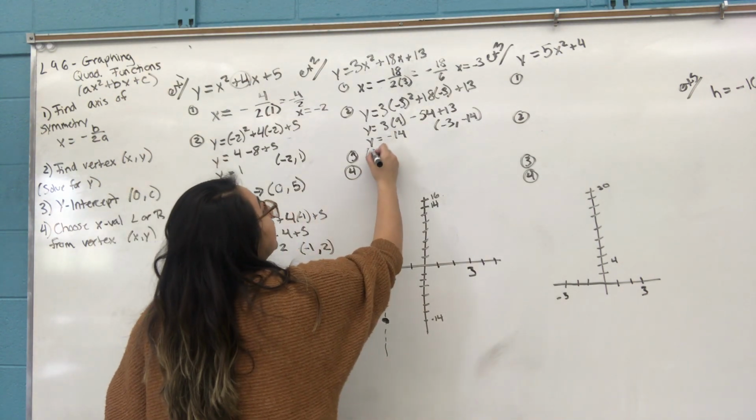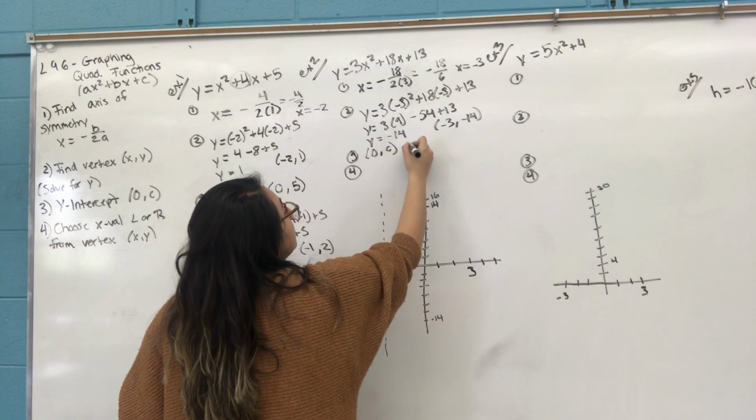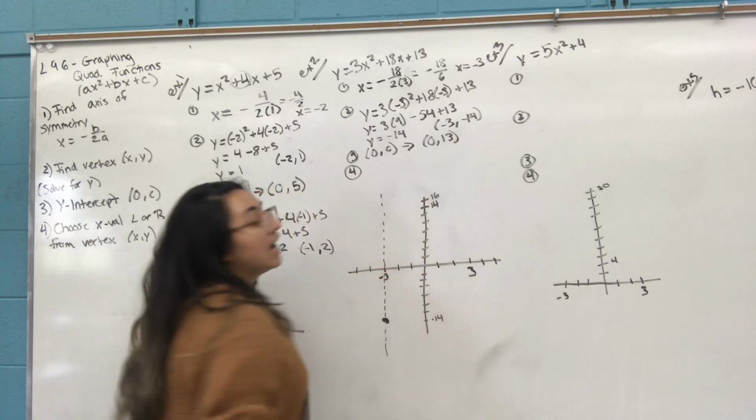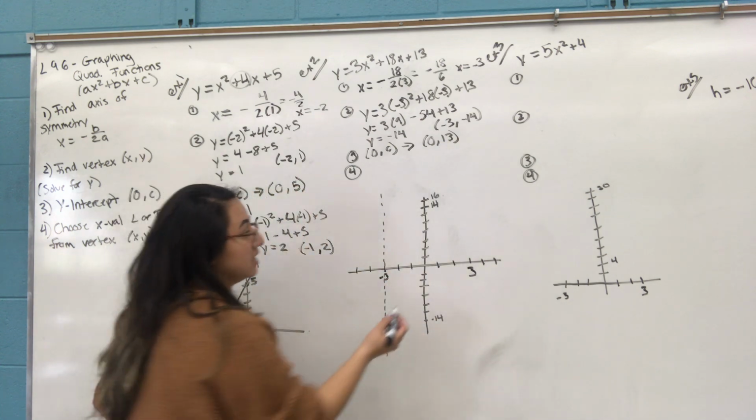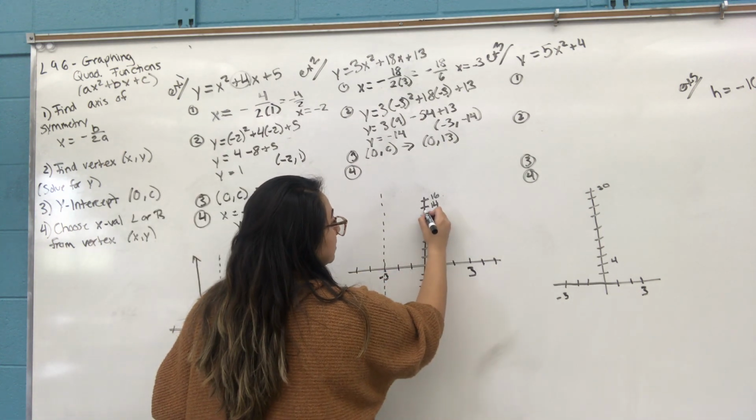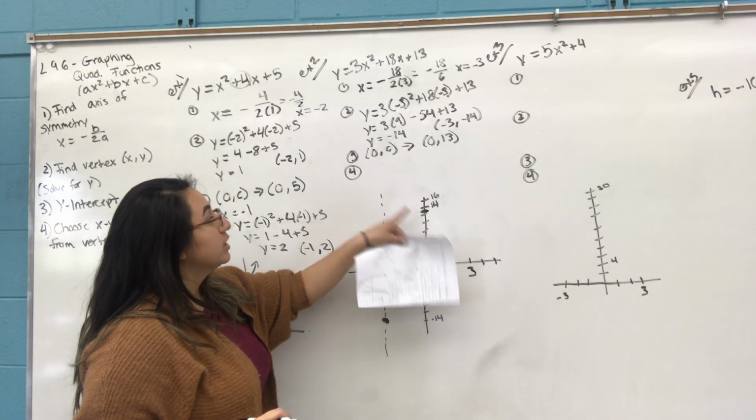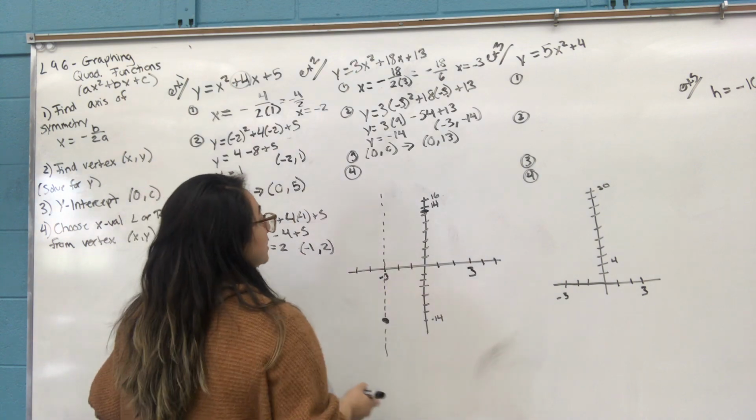Third, find my constant, or my y-intercept. My constant is the last number. That means my y-intercept is 0, 13. That 13 is positive. So that means 13 will be about, right here, I'll make it really big. So I have 1 point, I have 2 points. Now to find the last one, which is step 4.